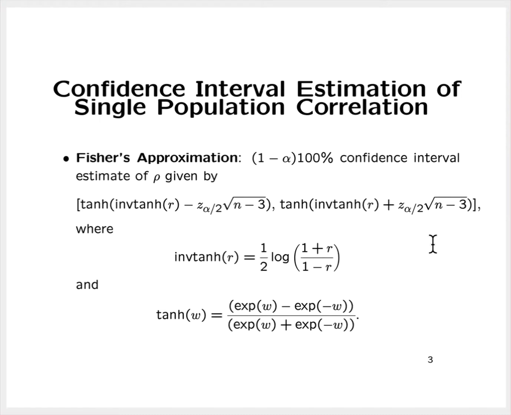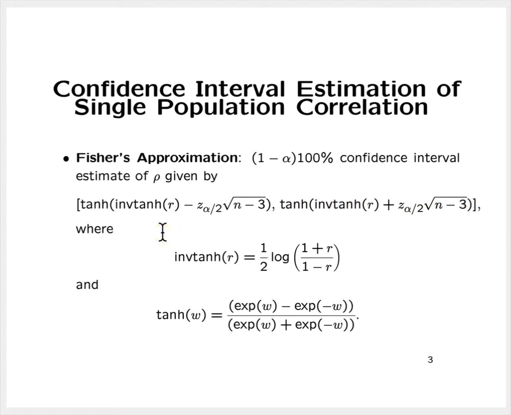Now one approach at constructing confidence intervals for rho is called Fisher's approximation, and it's performed in the following way. In order to construct a 1 minus alpha times 100% confidence interval estimate of rho, we use the formulation given here. All right, so this quantity that I'm highlighting is the lower end point of the interval, and this is the upper end point of the interval.